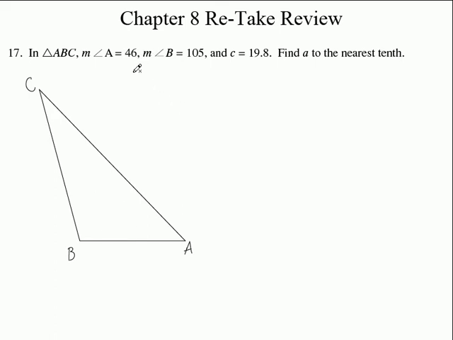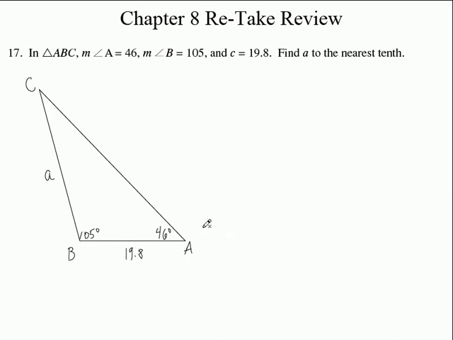What else do they tell you? They tell you the two angles, 46 degrees. Let's put it in here. This obtuse is 105 degrees. They tell you side C. Now, if this is angle C, side C has to be right here, and that's 19.8. Alright, so now we take a look at this, and it just says find A to the nearest tenth. So what is A? If this is angle A, then this is side A, and that's what we're looking for.